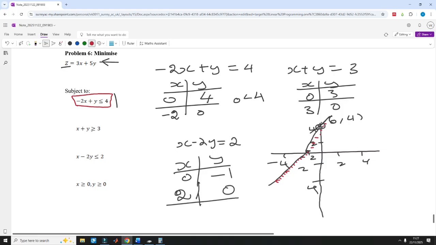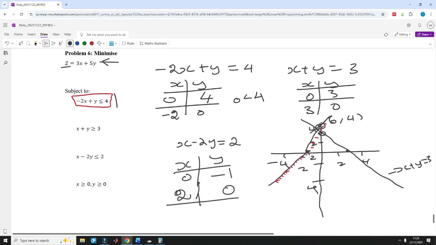And then x plus y greater than or equal to 3. So draw this corresponding equation of straight line. So x is equal to 0, y is equal to 3, which is this point. And then x is equal to 3, y is equal to 0. So that's this point. So connect these two lines. So this is x plus y equal to 3.